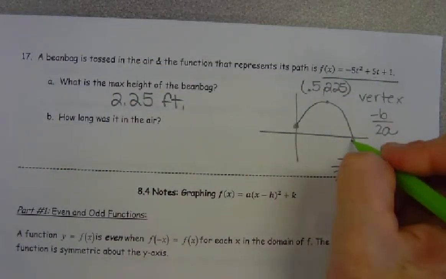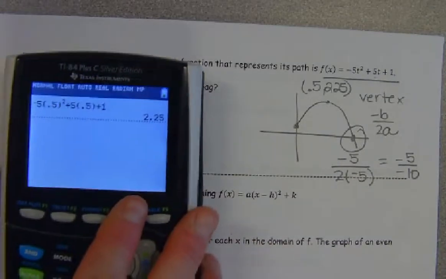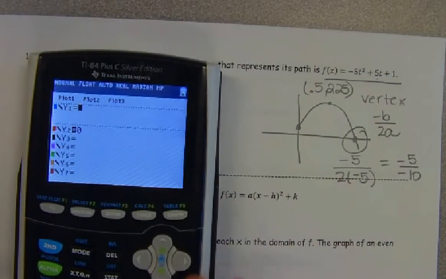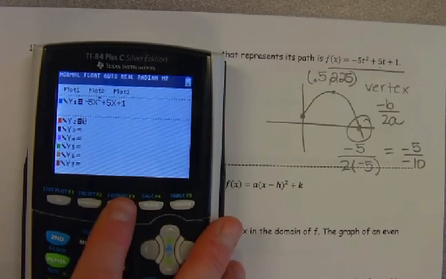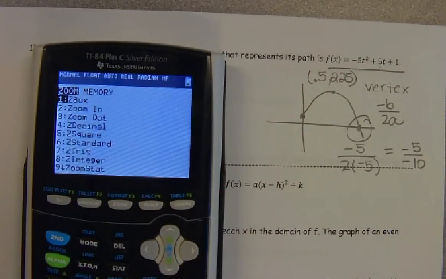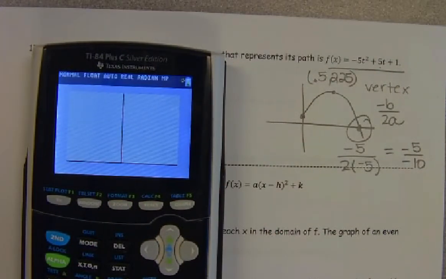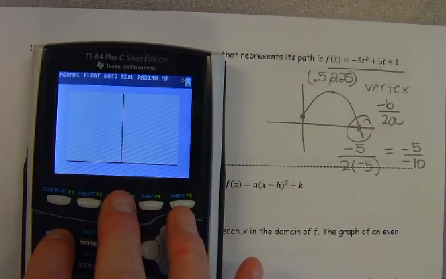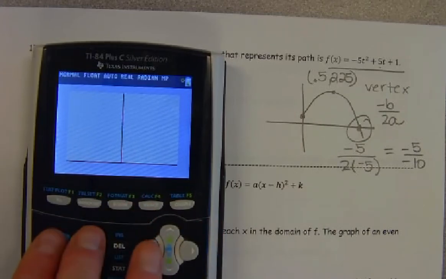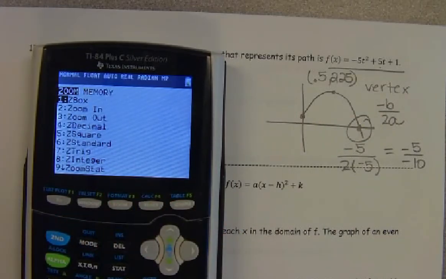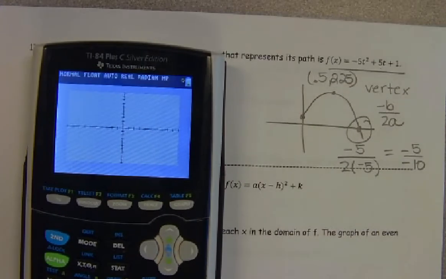All right, how long was it in the air? We are again looking for that. So I'm going to go back to y equals. I'm going to put in negative 5x squared plus 5x plus 1. I still have my 0 in. I'm going to get back to a standard window so we can see things a little bit better. So I'm going to go zoom 5. Sorry, I just hit the wrong button. Zoom 6. Hold on a second. Zoom 6. Sorry, there's a standard window.